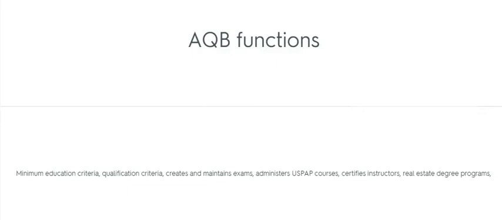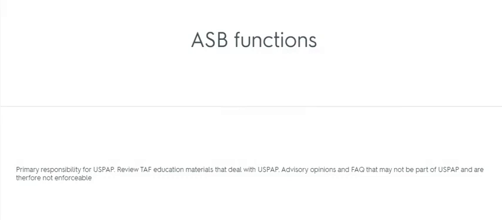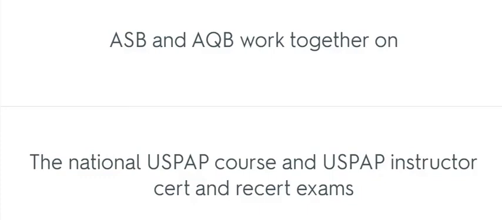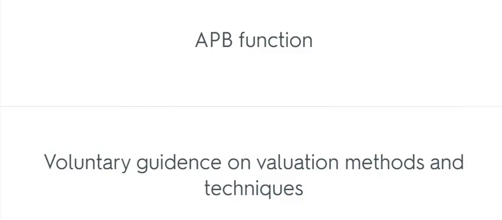AQB functions: minimum education criteria, qualification criteria, creates and maintains exams, administers USPAP courses, certifies instructors, real estate degree programs. ASB functions: primary responsibility for USPAP, reviews TAF education materials that deal with USPAP, advisory opinions and FAQ that may not be part of USPAP and are therefore not enforceable. ASB and AQB work together on the National USPAP Course and USPAP Instructor Cert and Recert exams. APB function: voluntary guidance on valuation methods and techniques.